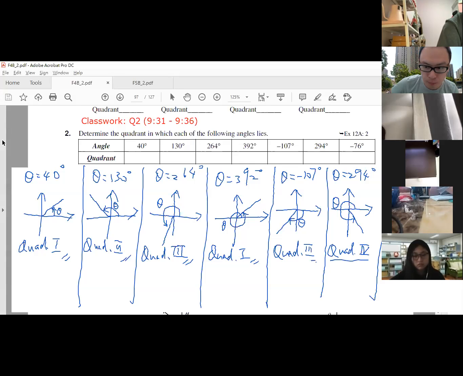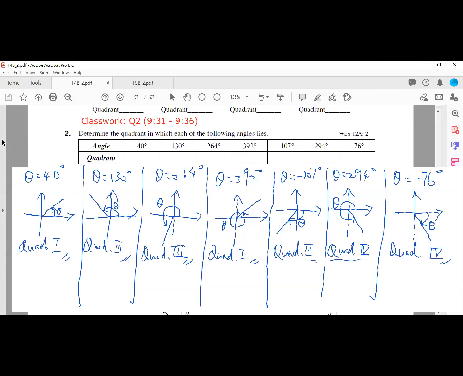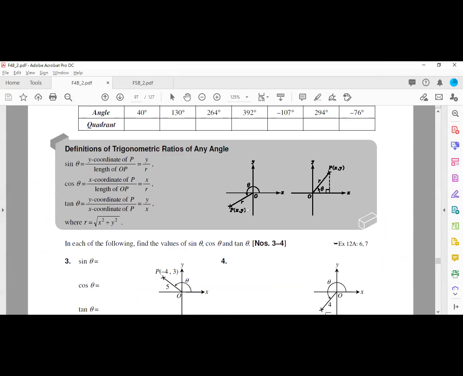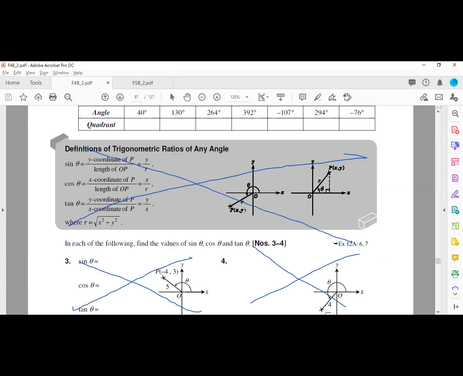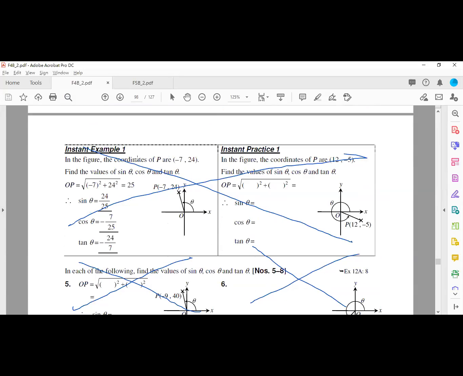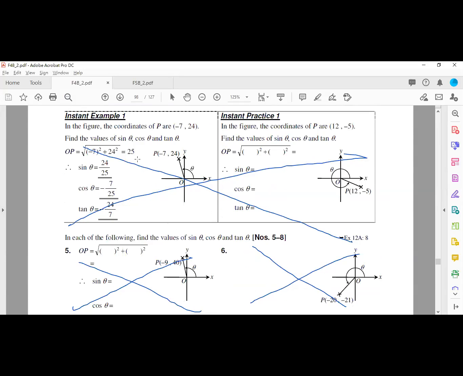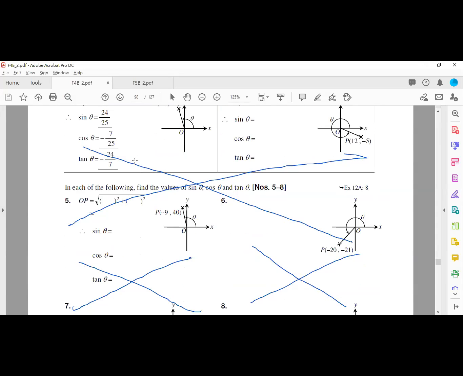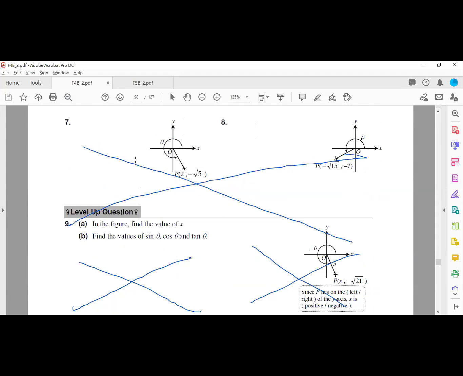Okay, so I'm going to clear the board. Clear the board now. 好啦，嗱，跟住啦。And we do not need this one. Okay? We do not need number 3, number 4. It's okay? We do not need to learn this thing. You can just delete them. Just delete this part. And then this is also instant example 1, instant practice 1. You don't need to do this. Number 5, 6, 7, 8, 9. You don't need to do them.